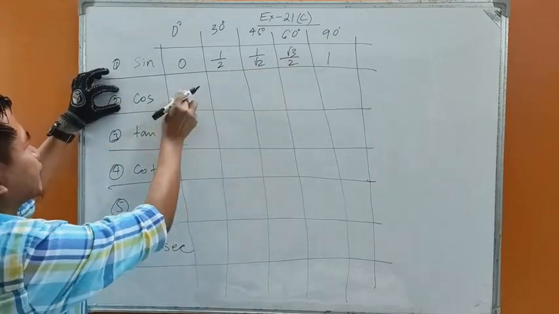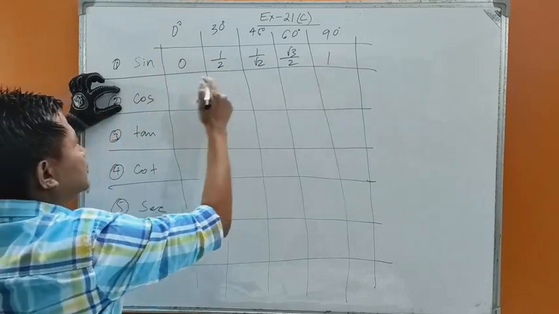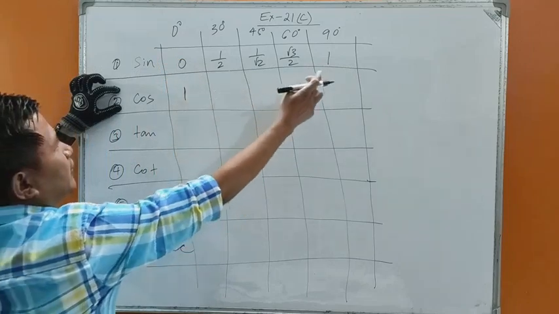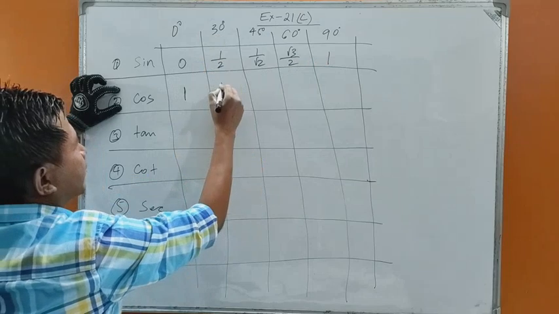Now, while writing the values of cos, what we do: cos 0 degree means you just bring this number here, 1. Cos 0 degree means 1. This comes here. Cos 30 degree means this comes here, root 3 by 2.